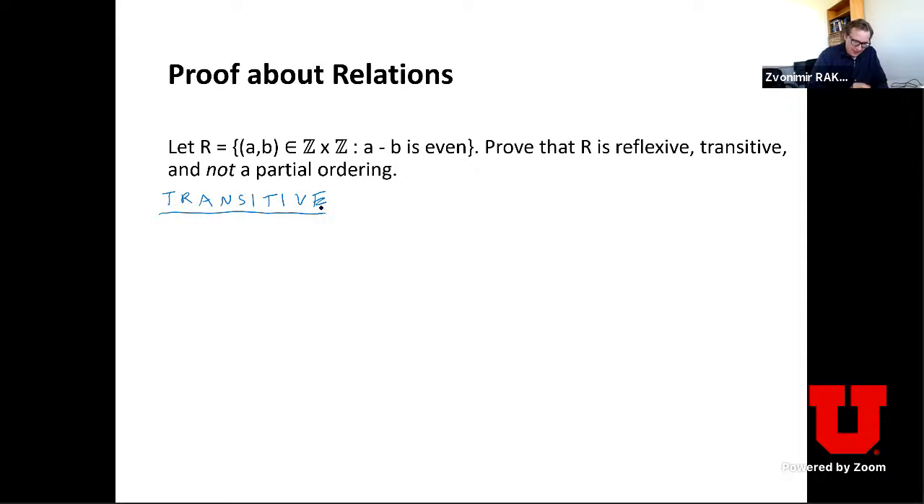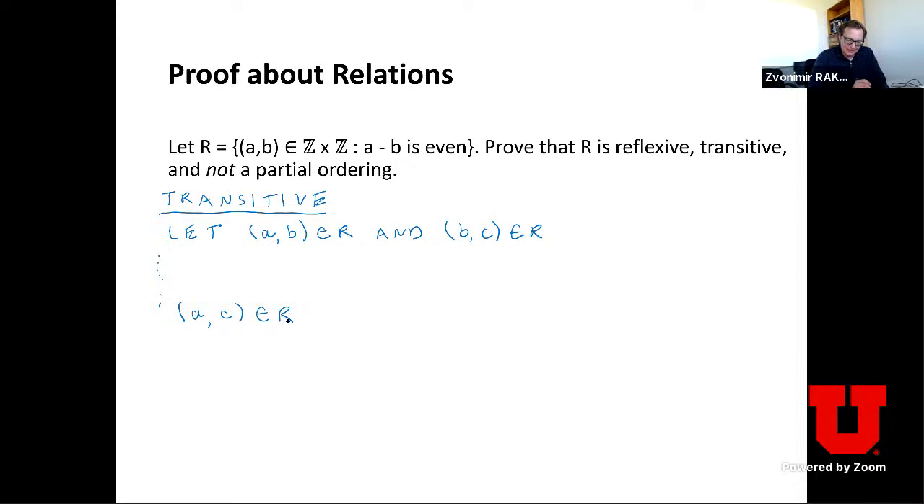Okay. In this case, we have let (a, b) be an element of R and (b, c) an element of R. And we want to show, derive from this, that (a, c) is an element of R. And again, we have to fill in the middle, right?